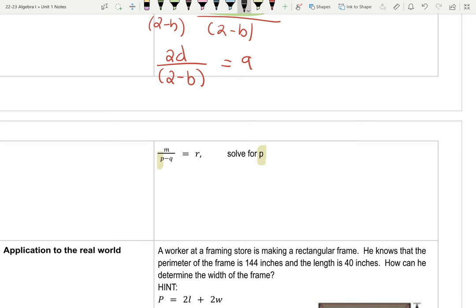Multiply by the denominator or the reciprocal. I'm going to multiply by the denominator only here, because if I multiply by the reciprocal, I'm still going to have a fraction, and I'm going to have to undo that fraction again. So I'm just going to multiply by p minus q. And I'll put that in parentheses to make sure I know that it's staying together. So when I do that, these ones cancel out, and I'm left with only m over here. So m equals r times p minus q.